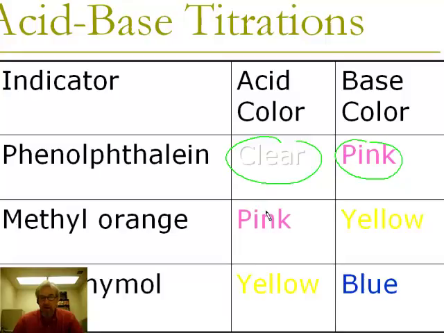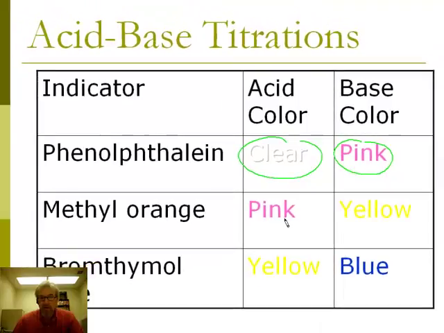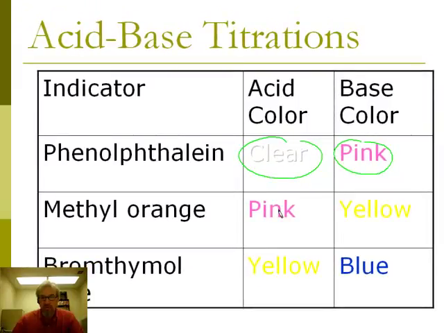Methyl orange is a change from pink to yellow. Bromothymol blue is a change from yellow to blue when you change from acid to base. There are lots of different indicators, and they have different change ranges, so they're useful for different types of titration. Phenolphthalein would be a pretty good choice for a strong acid, strong base titration because it happens to change right around the pH that we'd expect at the equivalence point.